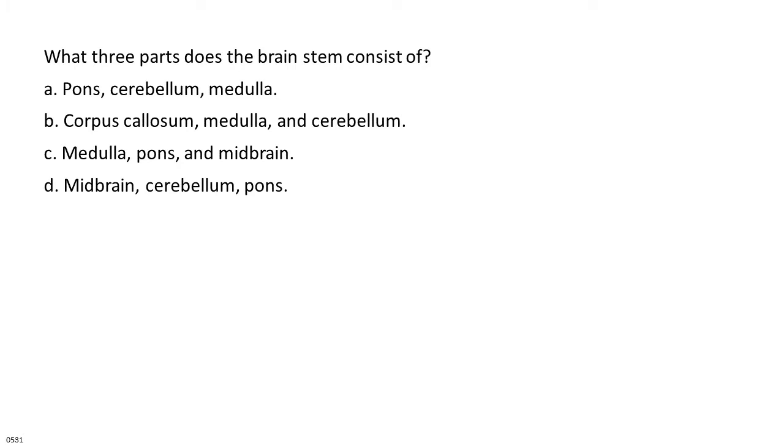What three parts does the brainstem consist of? A. Pons, cerebellum, medulla. B. Corpus callosum, medulla, and cerebellum. C. Medulla, pons, and midbrain. D. Midbrain, cerebellum, pons.